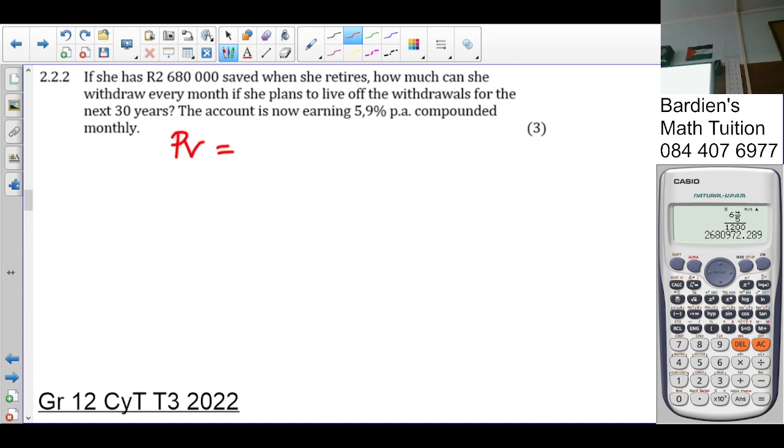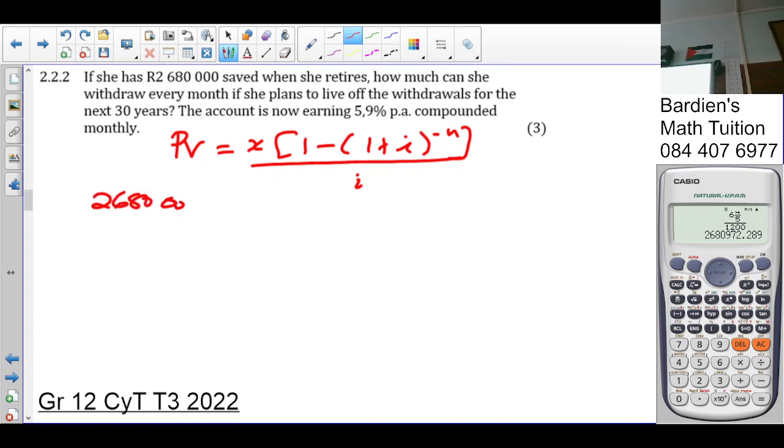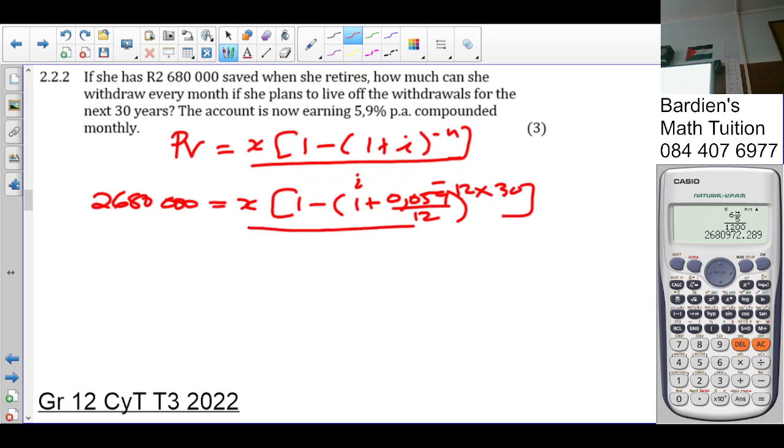PV. Okay, and PV is x into 1 minus (1 plus i) to the minus n, over i. So PV is 2,680,000 equals x into 1 minus (1 plus 0.059 over 12) to the exponent negative 12 times 30, over i, which is 0.059 over 12.